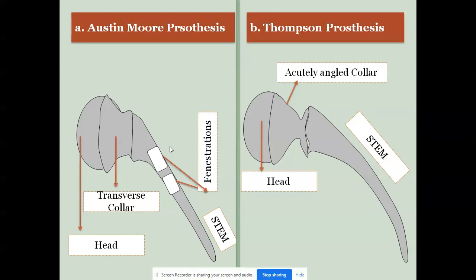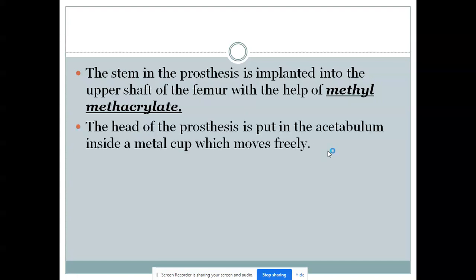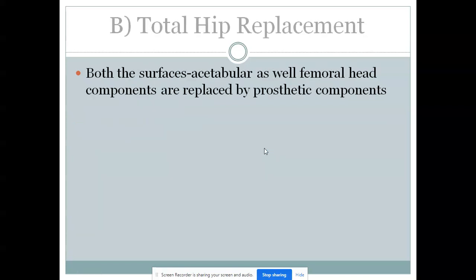The cement used in arthroplasty in prosthesis is also known as bone cement or methyl methacrylate. This cement is used for the stem, while the head of the prosthesis is put on the acetabulum inside a metal cup. The stem of the prosthesis is implanted into the upper shaft of the femur with the help of methyl methacrylate. The head of the prosthesis is put in the acetabulum inside a metal cup which moves freely. It is not attached.